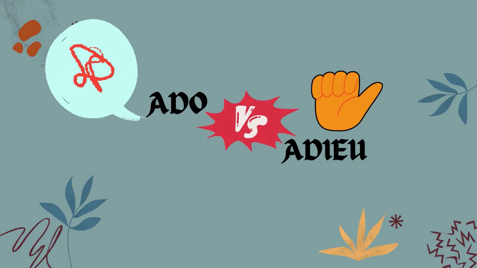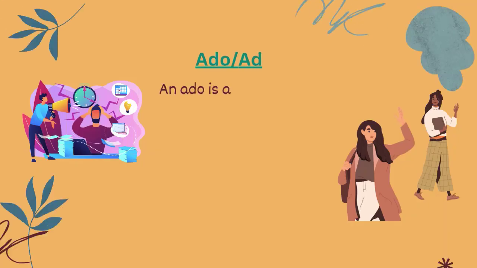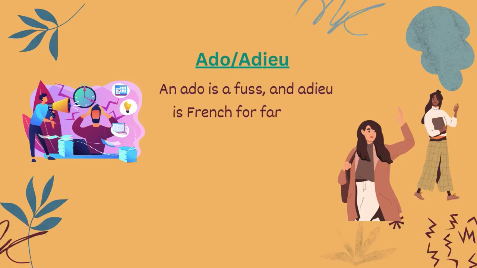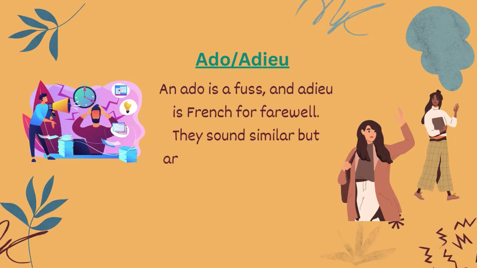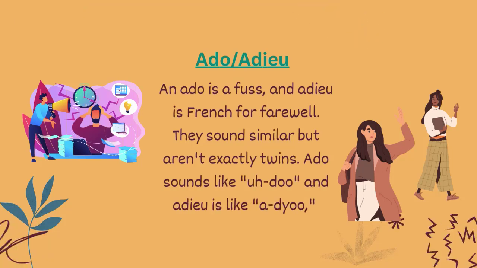Commonly confused words. Ado versus adieu. An ado is a fuss, and adieu is French for farewell. They sound similar but aren't exactly twins. Ado sounds like ado and adieu is like adieu.